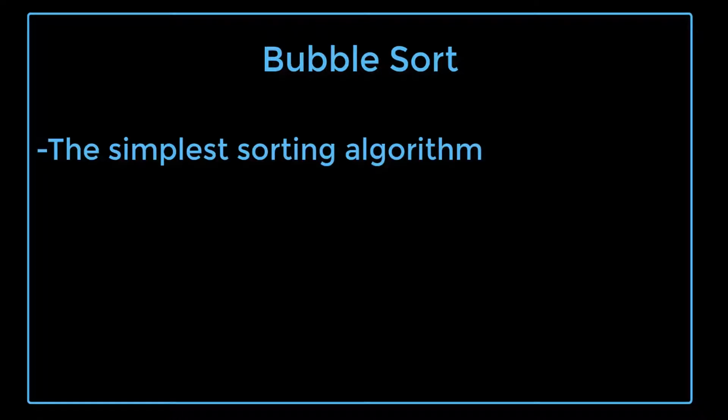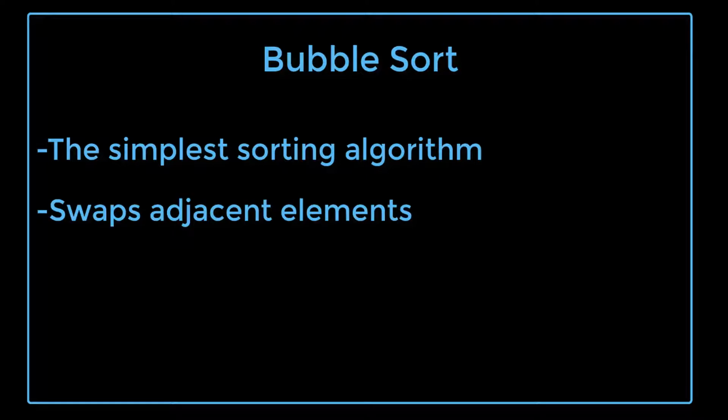In this lecture, we will learn about the bubble sort algorithm and how to implement it in Java. The bubble sort algorithm is the simplest of all the sorting algorithms. It works by repeatedly swapping the adjacent elements if they are in the wrong order. Let's look at a conceptual example for a bubble sort. We will start out with the following example collection.